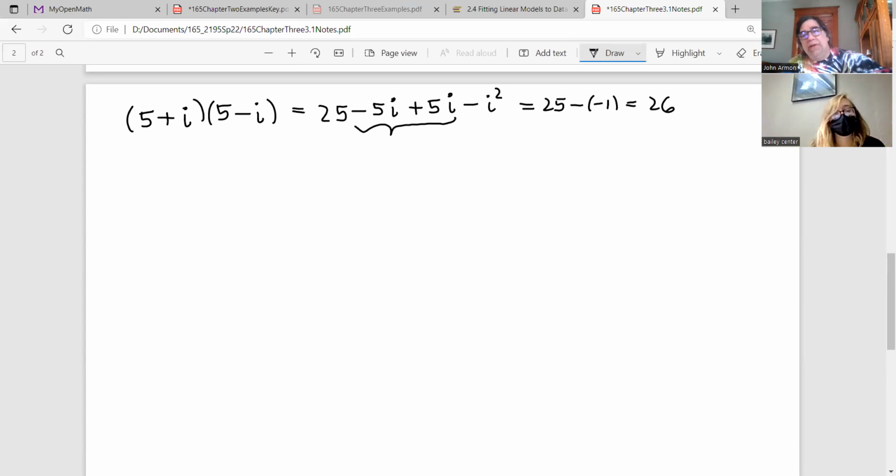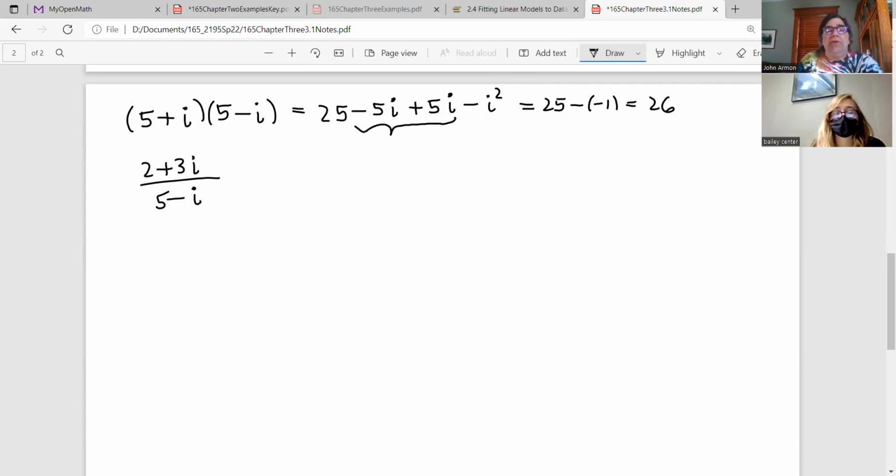Now, why is this an important result? How do you divide 2 complex numbers? I usually do this when I do it in class. How do you divide 2 complex numbers? You don't. What you actually do is you rewrite. So if you are given this problem and they ask you to do, what's 2 plus 3i divided by 5 minus i?